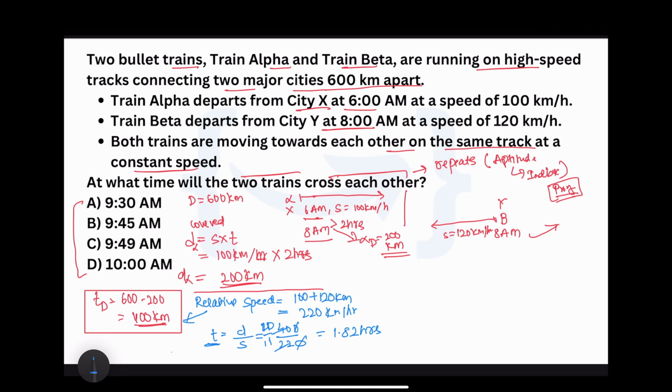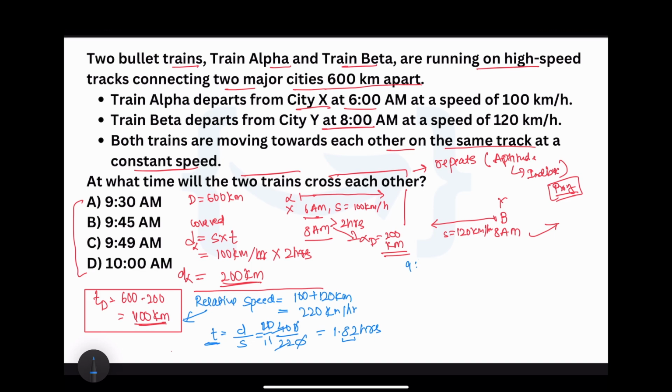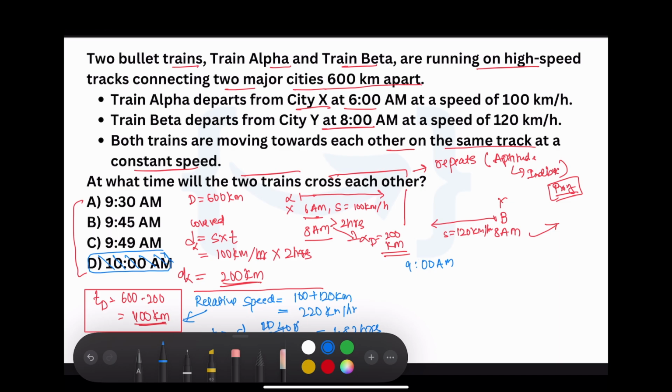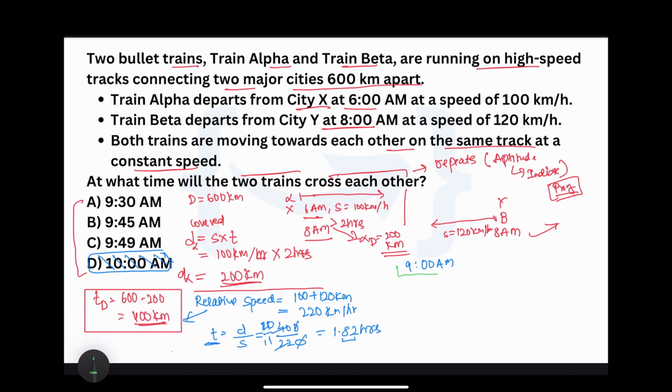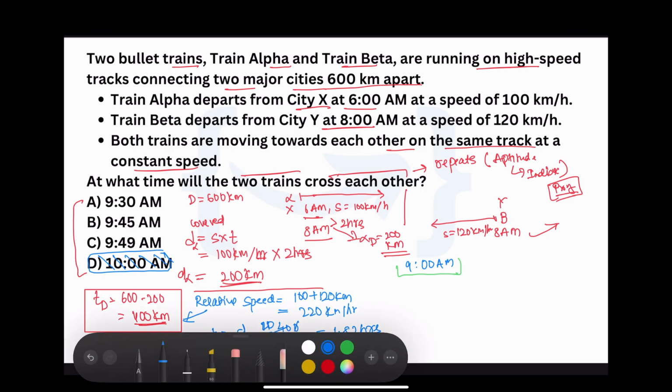But what is .82? How much do I need to increase? We don't know. But I know that my answer will definitely start from after 9 a.m. itself. So I know that this option would be removed. This option would be removed. Okay, simultaneously remove the options. This will make your calculation easier. So 9 a.m., I got the answer.